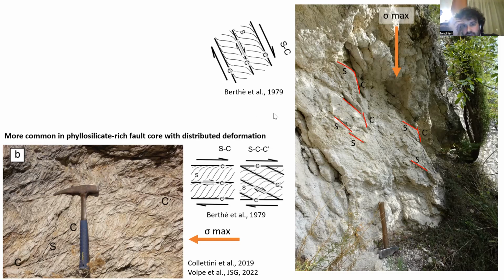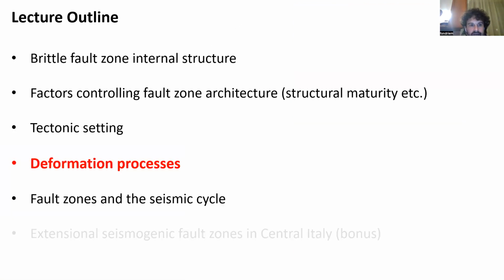Why? Because these fabrics are mainly related to slip along phyllosilicate mineral planes, and are also related to pressure solution deformation processes in general. So exactly that. Then what I'm going to show you now briefly is what kind of deformation processes you are expecting inside fault zones, and particularly fault cores, at different depths inside the crust, and how different deformation processes are mainly related to different structural architectures of fault zones.